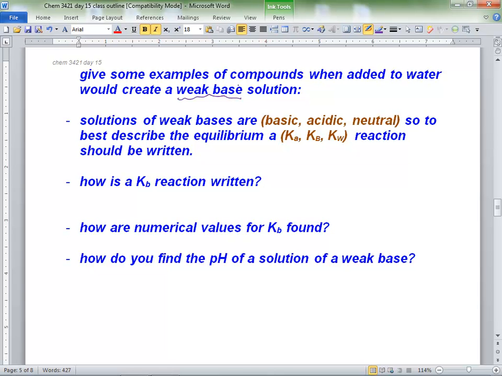What's that? Calcium hydroxide. Now that would be an example of a strong base. Yeah, because it's an exception to the solubility rule. Ooh, ammonia. That's a good one. How about another one?